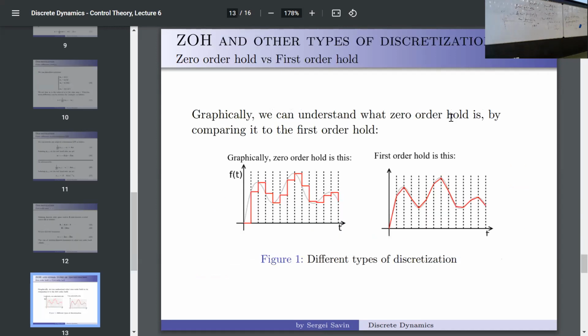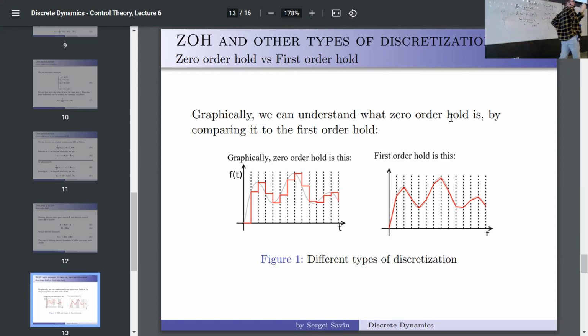Let's look at it graphically. On the left and the right, this red graph is a discrete version of the derivative, and the gray graph, I don't know if you can see it, is the actual derivative. So zero order hold assumes that the derivative is piecewise constant.